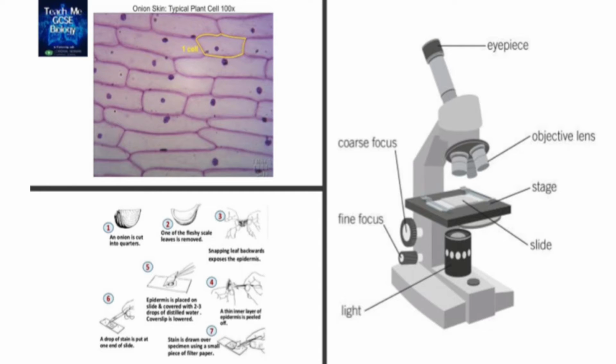The stage is obviously where the slide goes. There'll be 2 clips that you can put your slide on so it doesn't move about, and then you'll have your specimen there as well. The use of a light microscope is very straightforward, very simple. It takes a little bit of practice, but usually a couple of goes and you'll get it. You'll be able to focus on things pretty much straight away. It doesn't take a lot of practice really.